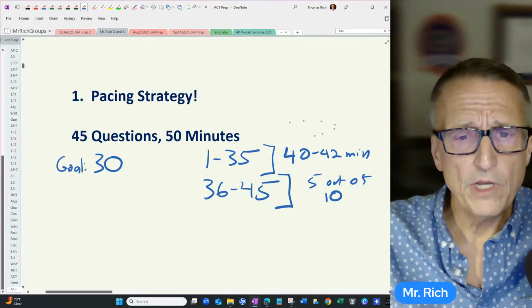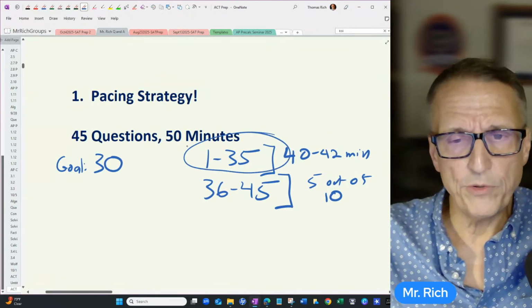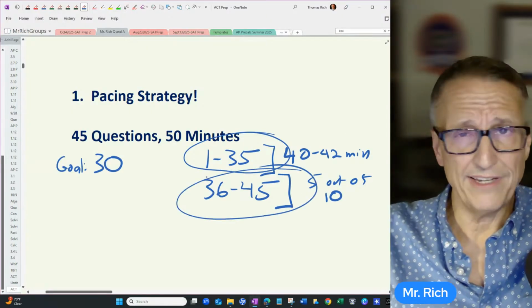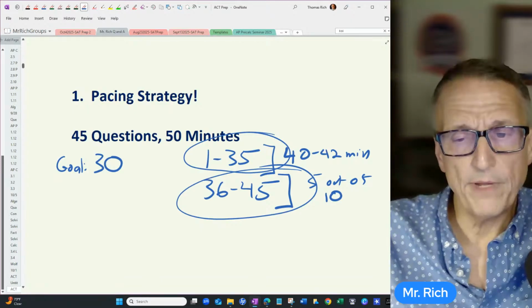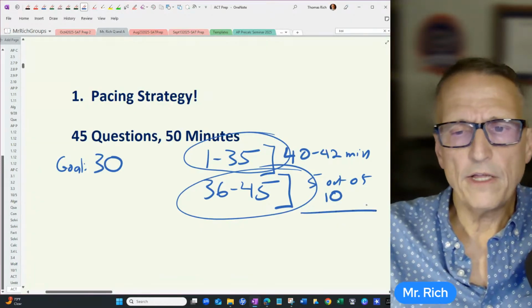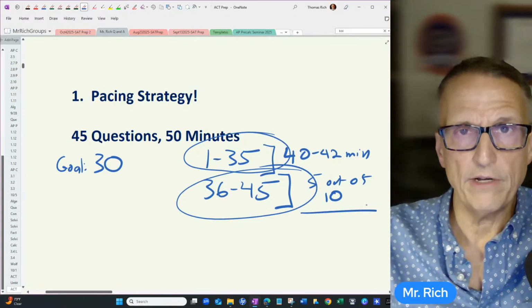And if you do as well as you should on these first 35, and you could get 5 out of 10 of those questions and maybe make guesses on the rest, educated guesses on a few, maybe pure guesses on some of them, and if you can get 6 out of those 10 questions, you're going to be doing great on this test.